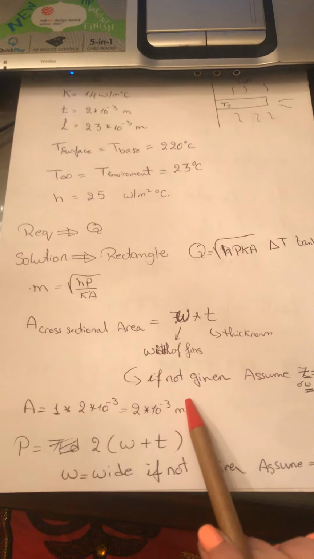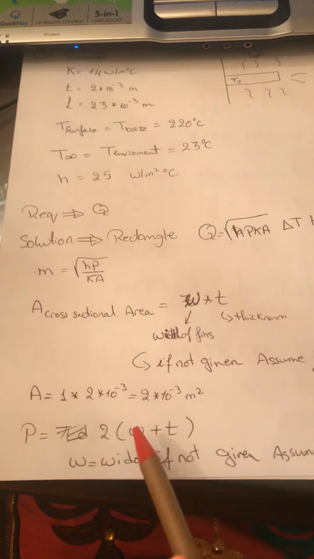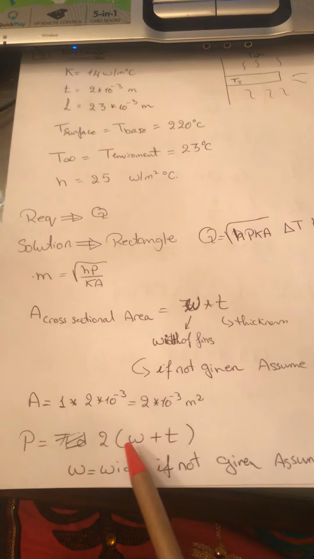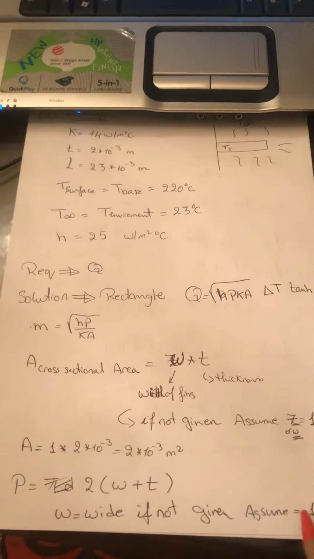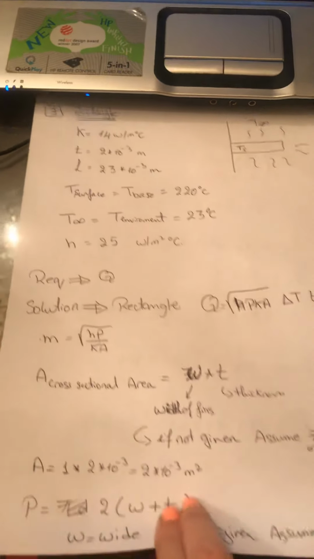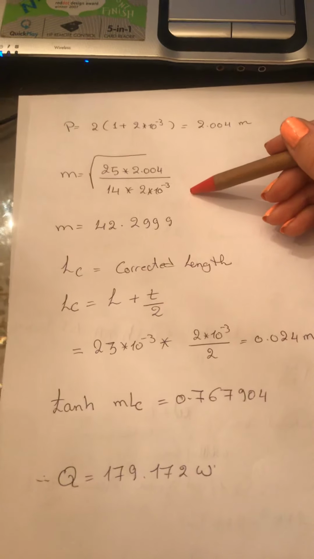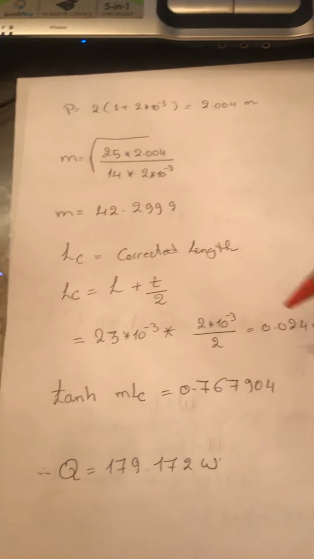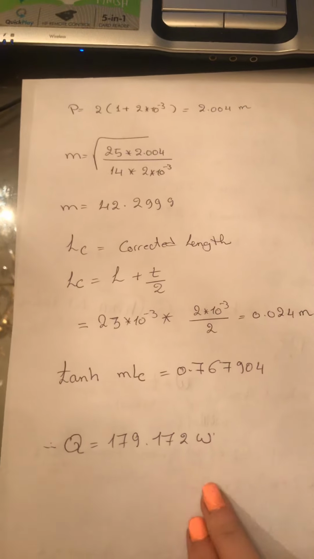We calculate the A, then we calculate the P. In case of the rectangular, P equals W plus T. And also it's not an assumption, it will equal A. So we calculate the P, we calculate the M, the corrected length we calculated. And then we make direct substitution to calculate the Q.